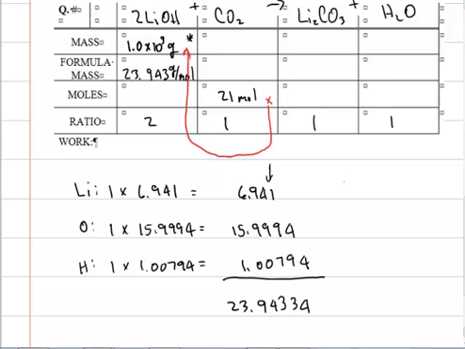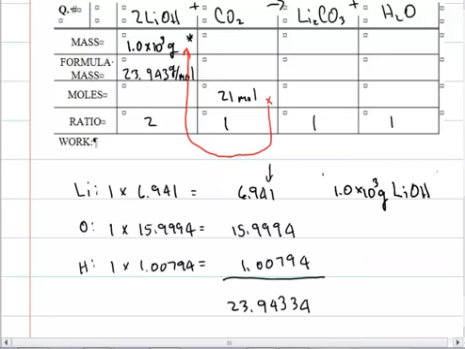And so our answer is 1.0 times 10 to the third grams LiOH. Now it's important that you express your answer like this. 1.0 times 10 to the third grams doesn't tell me grams of what. So you need to give your answer as grams of lithium hydroxide, or whatever the compound is.